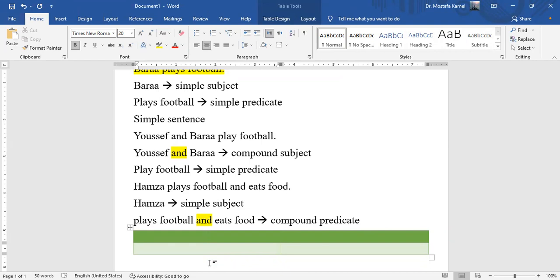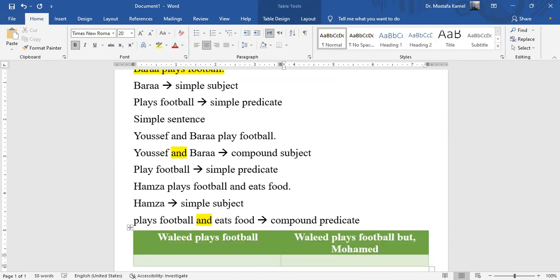Now here, let's talk about two things. Let's take an example. When we say, Walid plays football, and here, Muhammad eats a snack. Okay.